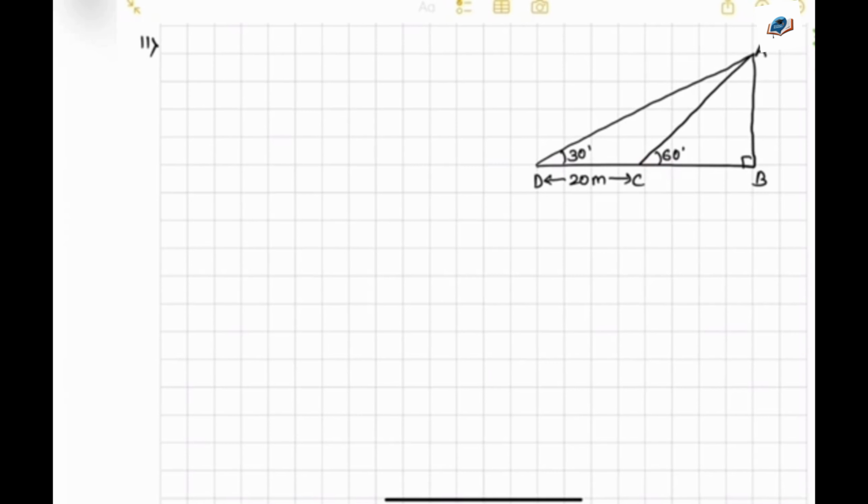From another point 20 meter away from the point on the line joining the point of the foot of the tower, the angle of elevation of the top of the tower is 30 degree. Find the height of the tower and width of the canal CD and 20 meter from the pole AB.